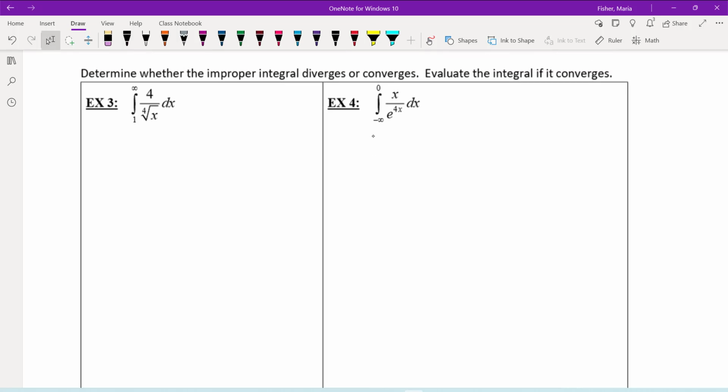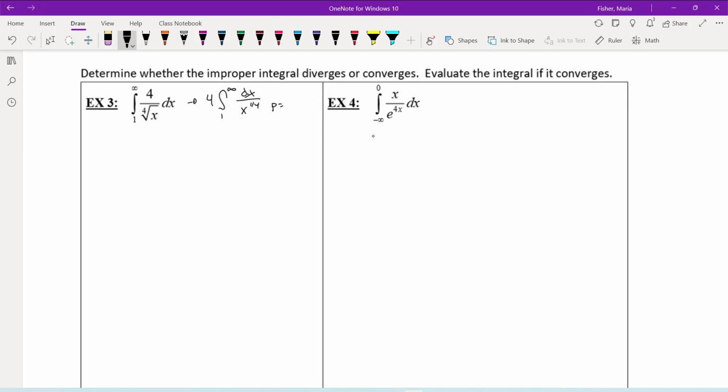Example 3. Again, we have to determine whether the improper integral diverges or converges and evaluate the integral if it converges. We'll have the integral from 1 to infinity of 4 over the fourth root of x. Technically, I could use that theorem on the last page for this problem because I could rewrite this as 4 times the integral from 1 to infinity of dx over x to the 1/4.